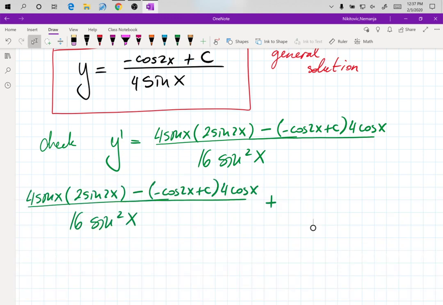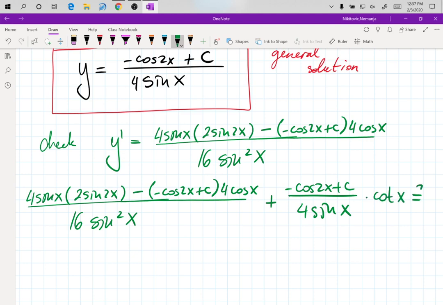So now that's our y prime from the differential equation. Now we need to use our solution, which is minus cosine 2x plus c over 4 sine x, multiplied by cotangent x, needs to be cosine x. That's it. So we just need to simplify this and we're done. Now, cotangent is what? Cosine over sine. So all I need to do is to multiply by 4 over here, right?